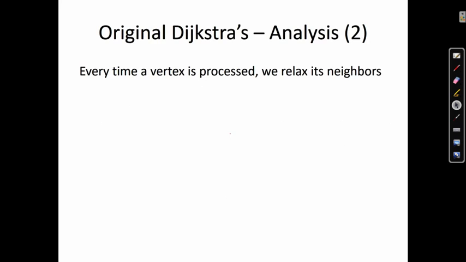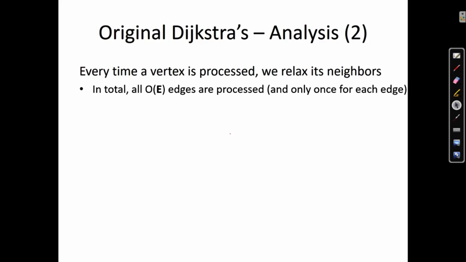Next, every time you process a vertex, that means you take it out of the queue and relax all its neighbors, right? So in total, all the E edges are actually processed, because you process each vertex once, so you process each of the edges also once. In total, all E edges are processed, but each edge only once.